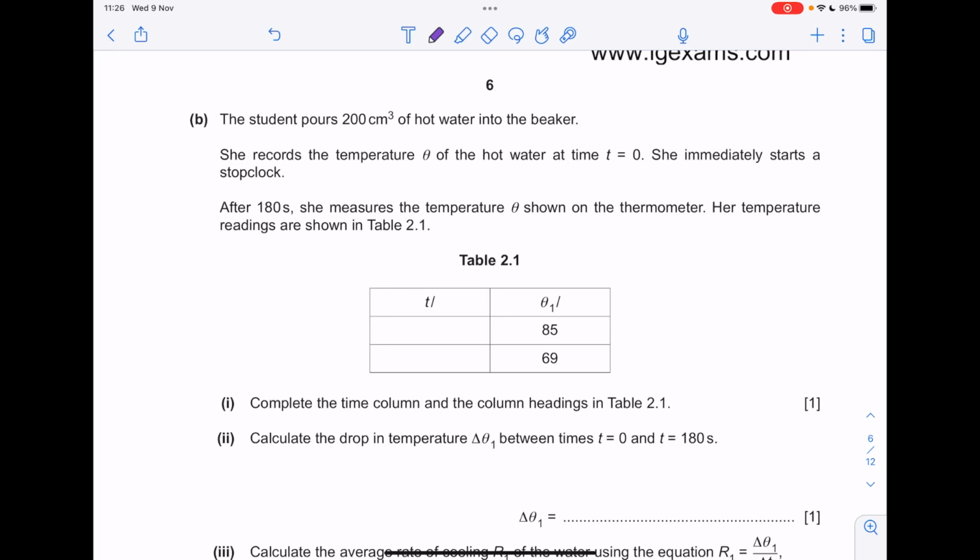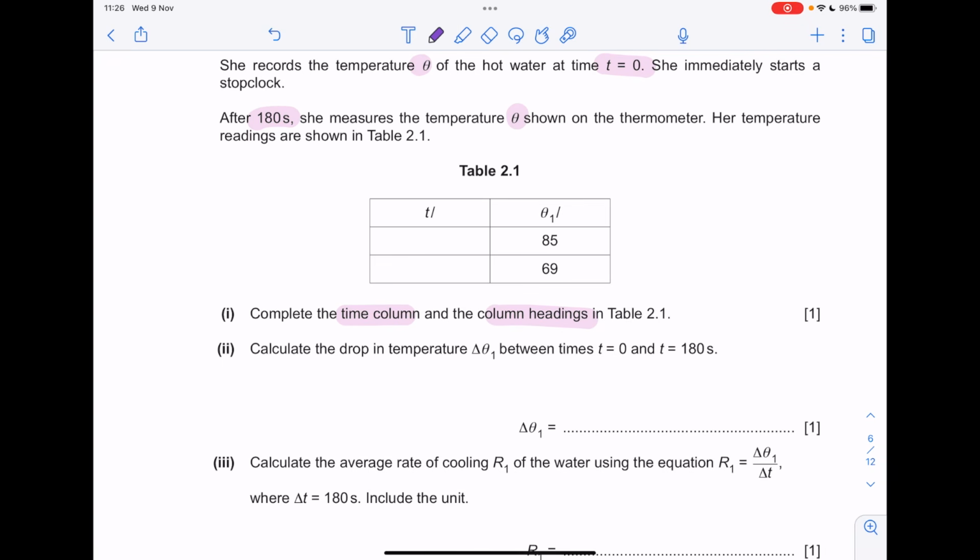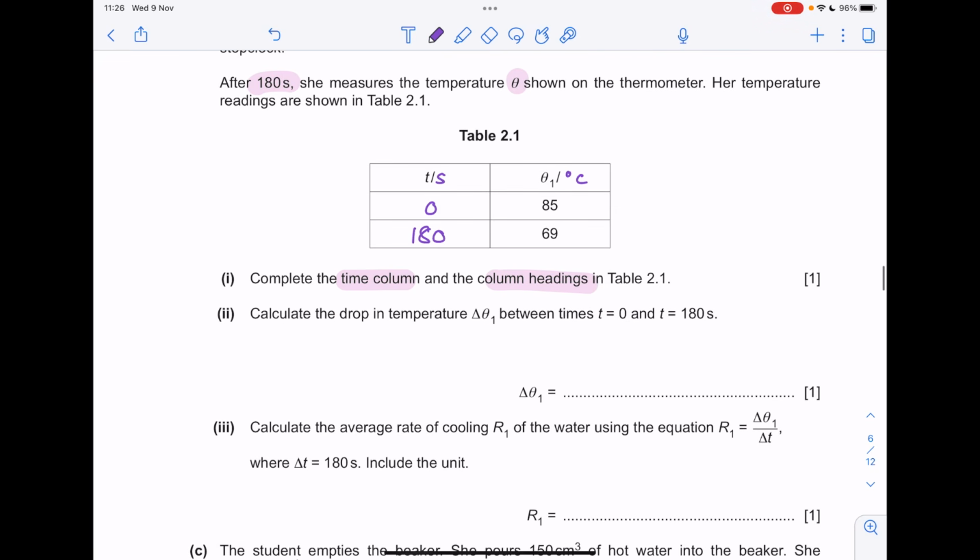She records the temperature of the hot water at time t equals 0. She immediately starts the stop clock. After 180 seconds, she measures the temperature shown on the thermometer and her readings are shown. Complete the time column and column headings. So first of all, let's pick some units. Time is measured in seconds, temperature is measured in degrees Celsius. We know we started at t equals 0 and that we ran the experiment to t equals 180 seconds. Calculate the drop in temperature between time 0 and 180 seconds. So we're looking for the difference in these two numbers.